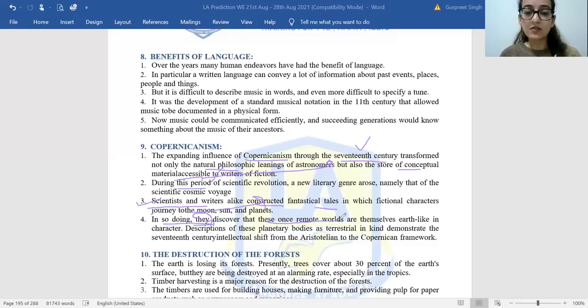These worlds, what are these worlds? Maybe fictional characters or moon, sun, and planets. They are themselves Earth-like in character. Descriptions of these planetary bodies, again, planetary bodies would definitely be moon, sun, and planets. So again, what is important is "these" is important, "they" is important, "in so doing" is important, "this period" is important, not this Copernicanism, whatever it is, conceptual material, natural philosophy, astronomers, these are not important. And this is what you need to take care of.